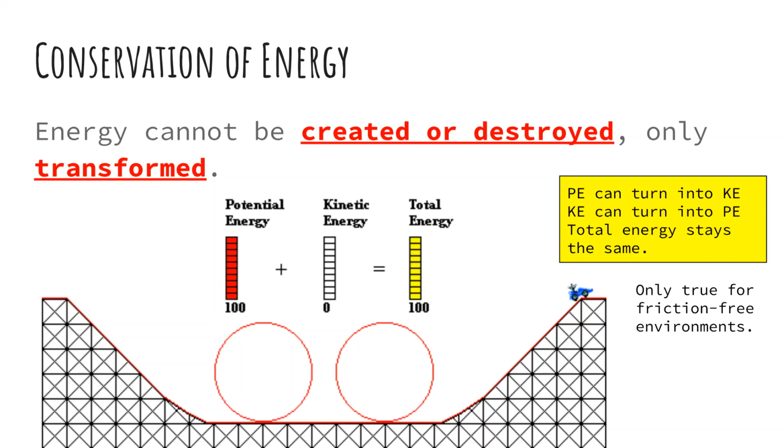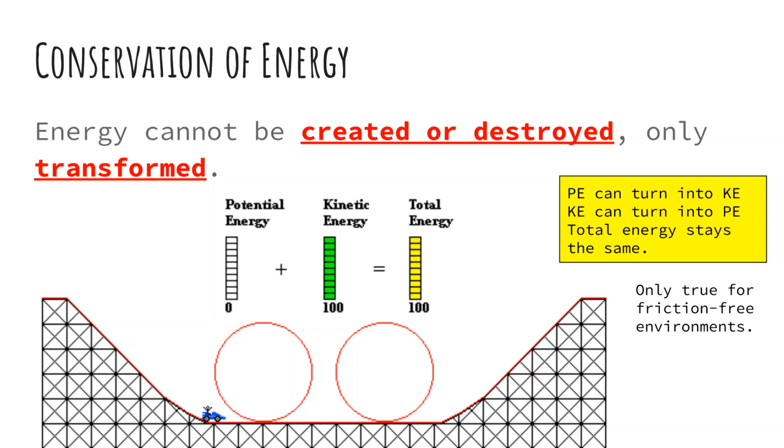So if you look at the little roller coaster, you'll notice that potential energy is going up and down, kinetic is too, but the total is always staying the same. Now, one little side note, this is only true for friction-free environments, which, as you probably can guess, are just a thing that happened in textbooks and not real life.